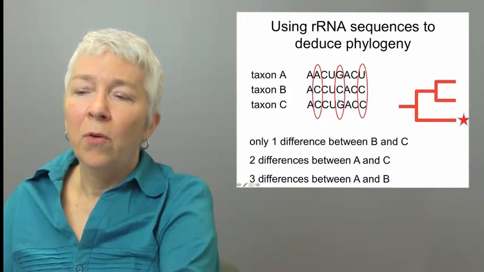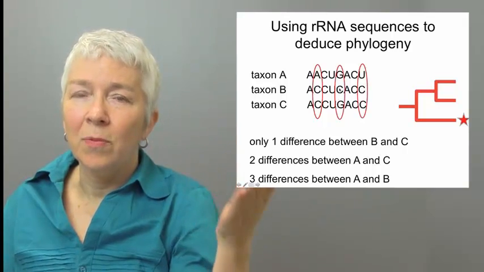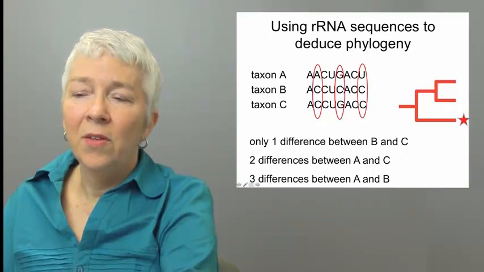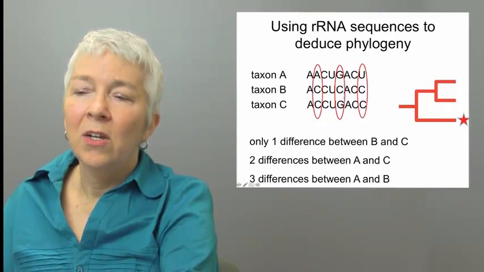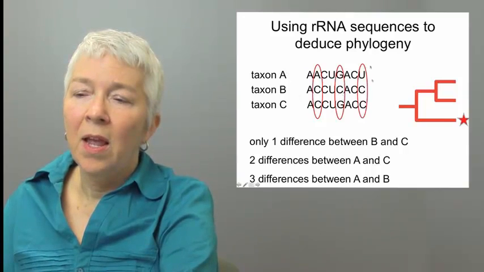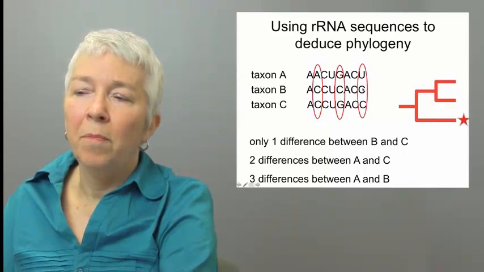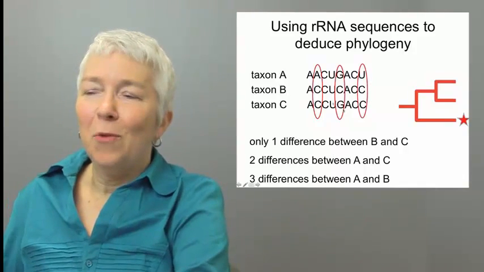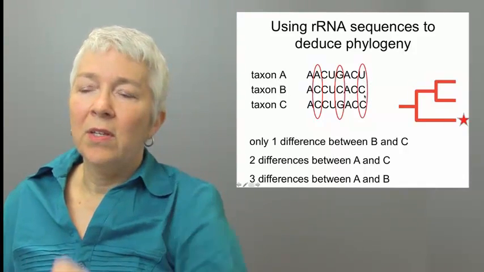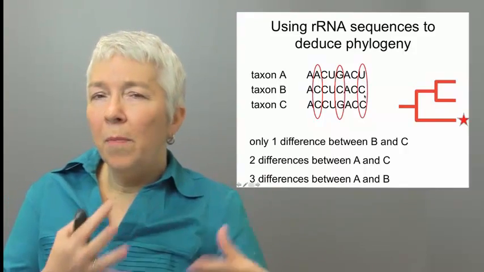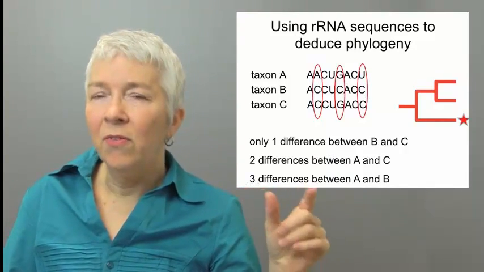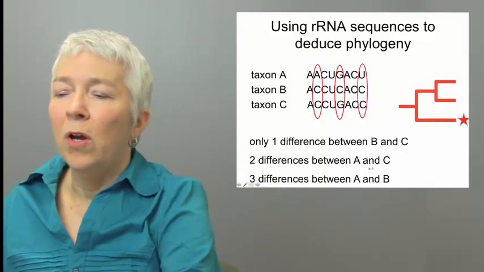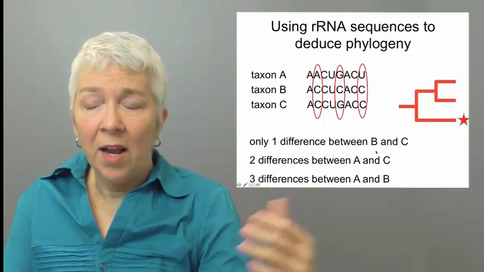Here's another location at which there are differences between the 3 taxa. In this particular case, A and C share a characteristic not shared by B. And then here's another example where B and C share a characteristic not shared by A, having a U here instead of a C. So when we compare all these similarities and differences, hopefully you understand that you can tally these up.